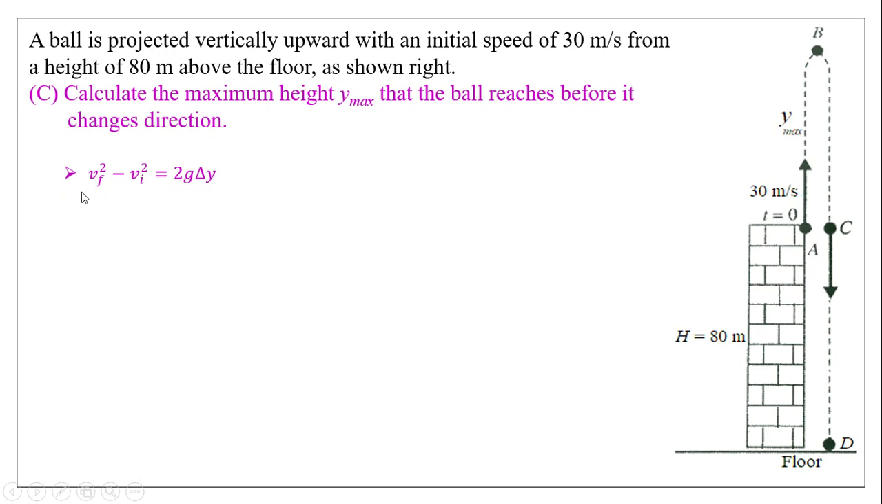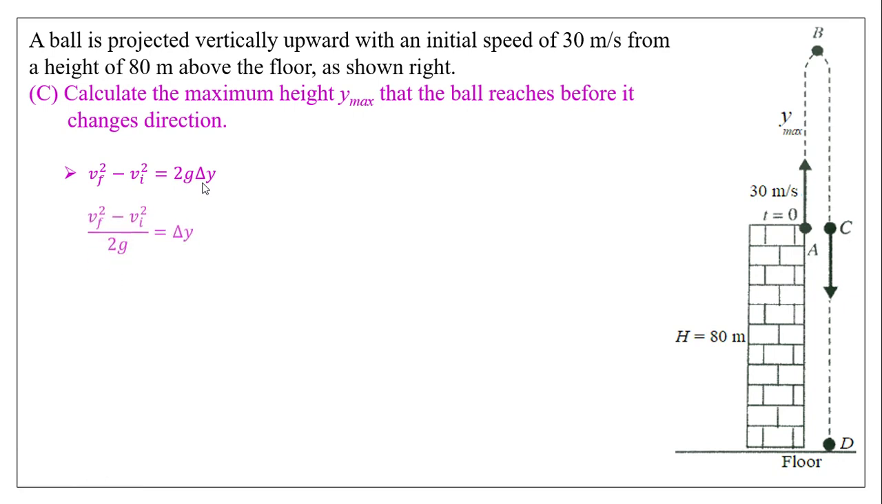Okay. Now, why would I want to use this? Well, I want to use this because, one, I know Vf at point B is 0, because it says the highest value of H. I know my Vi is 30. I know g is negative 9.8. So the only thing I don't know is delta y, which is what the question is looking for.